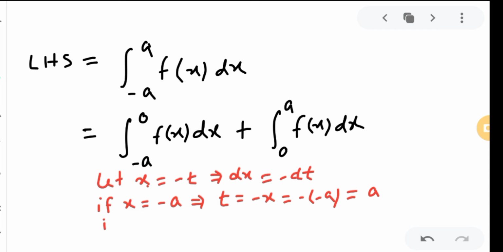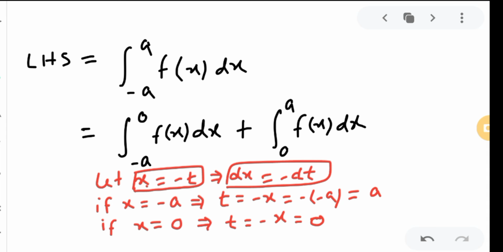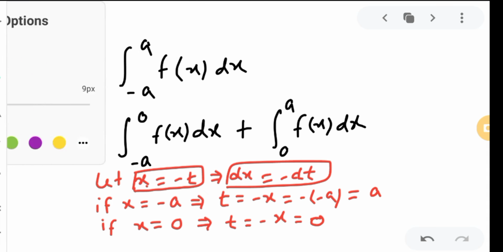Correct? And the upper limit, that is 0. So the x upper limit is 0. So if x is 0, then t will again be minus x, and minus 0 will be 0 only. So I am writing 0. Correct? So now I will convert this first portion, x as minus t. Correct? And dx I will convert as minus dt. Correct? So I am going to do that.